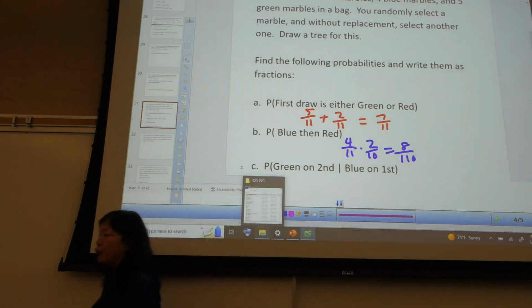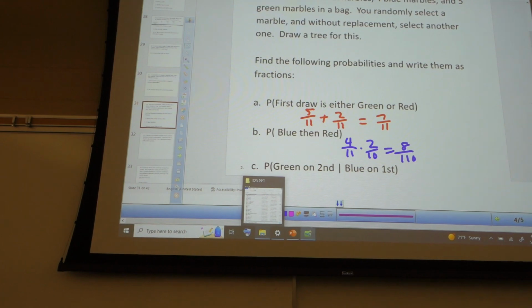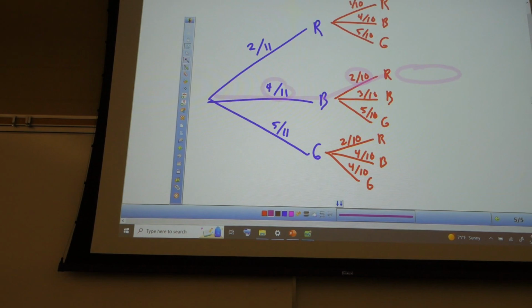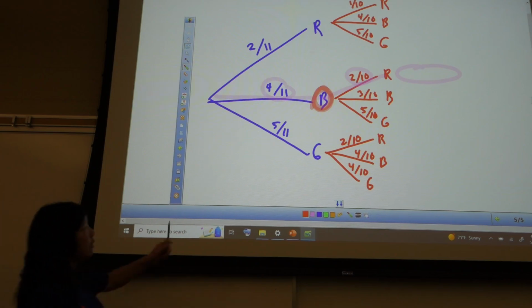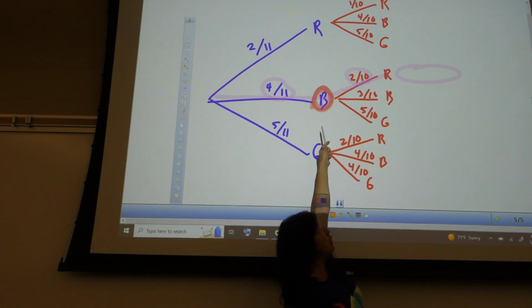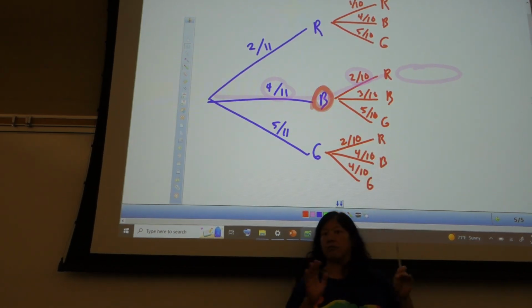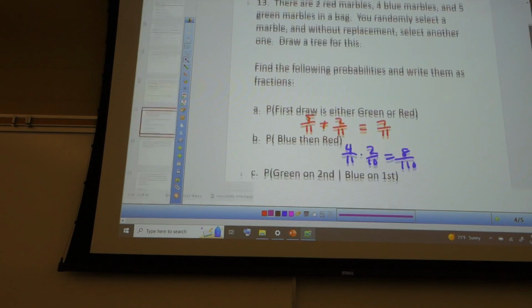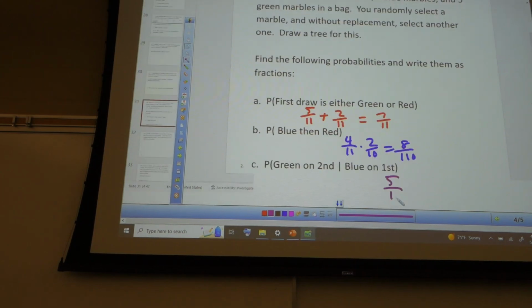So given blue on first means that I am standing right here. Blue first. If I'm standing there, what's the probability I draw a green? 5 out of 10. 5 out of 10. That's it. It's as simple as that. Everybody good? Okay.